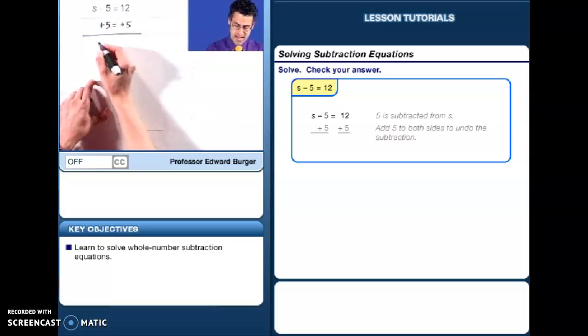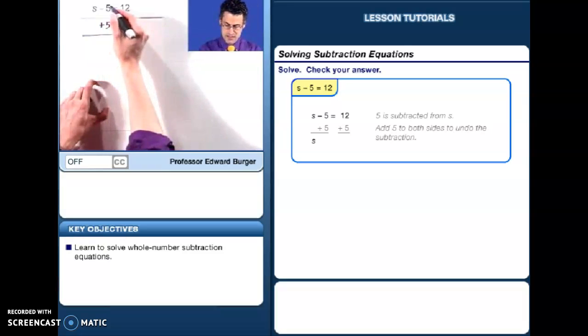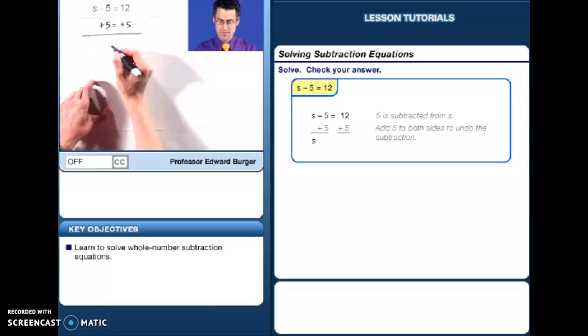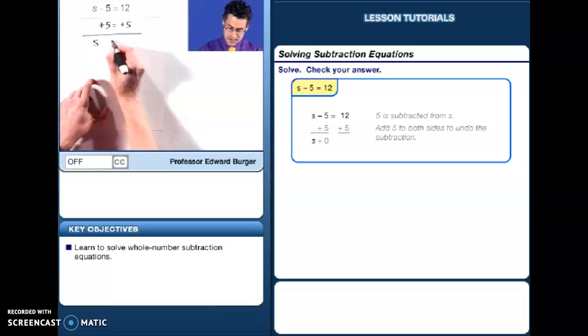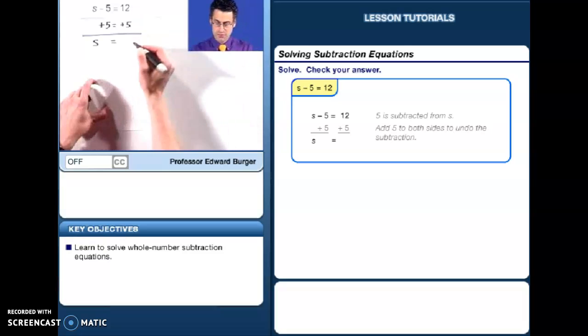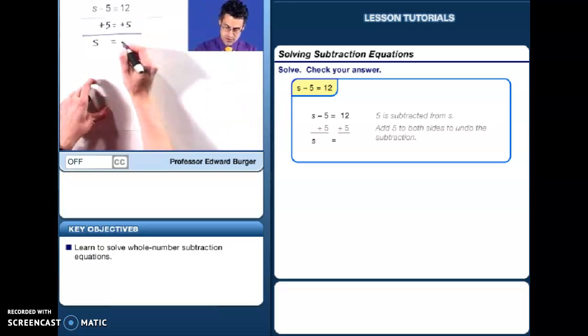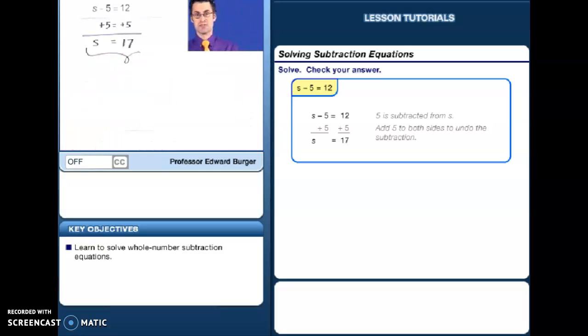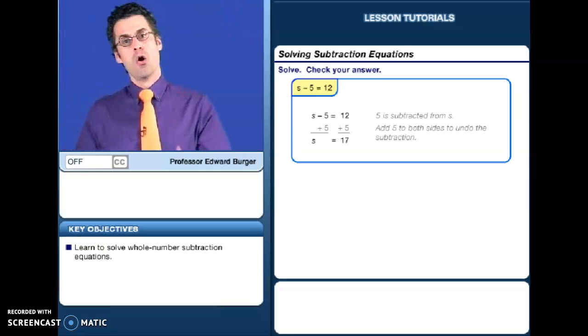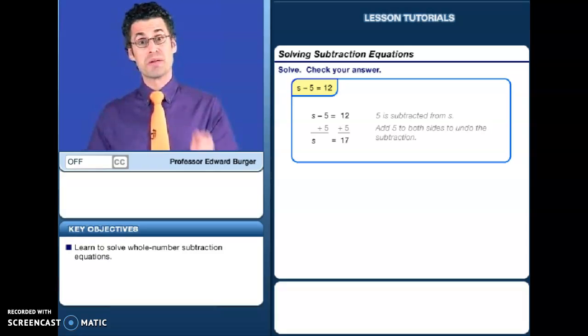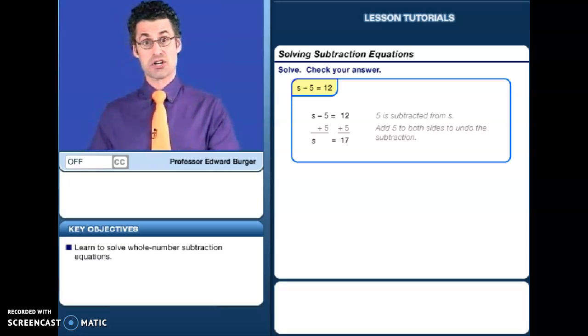Now, what do I see? Well, I see S, and then I have minus 5 plus 5. That equals 0. And so I just see S on the left equals, and I have 12 plus 5 equals 17. So I see the answer is S equals 17. Am I sure? Well, I'm pretty confident, but there's an easy way to see if it's correct or not.